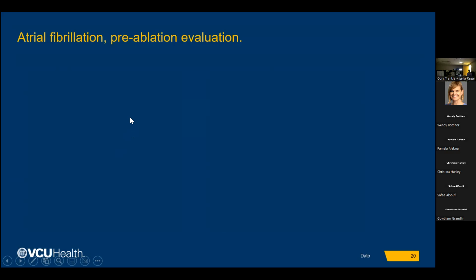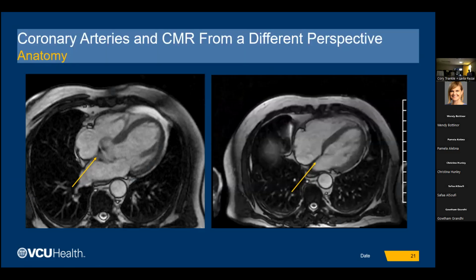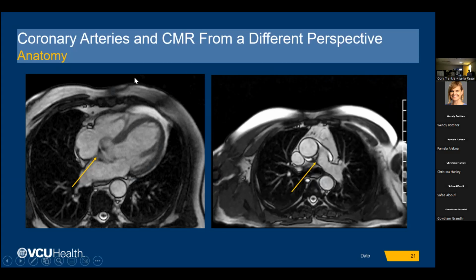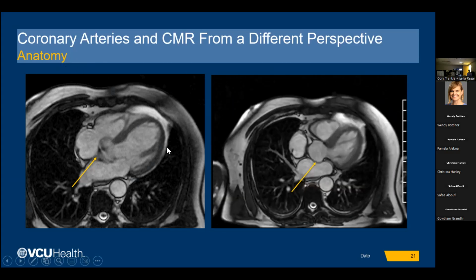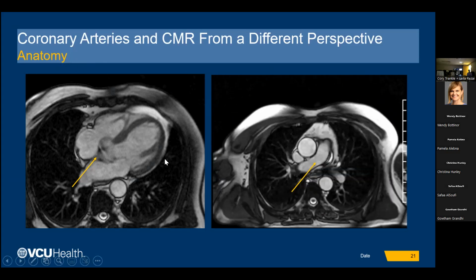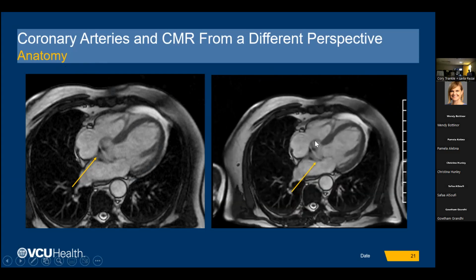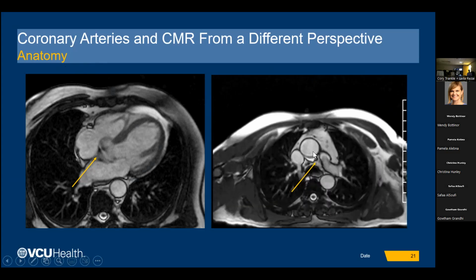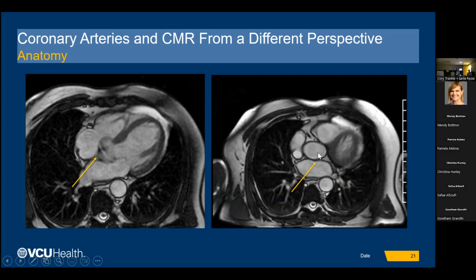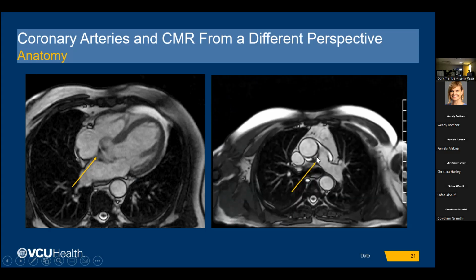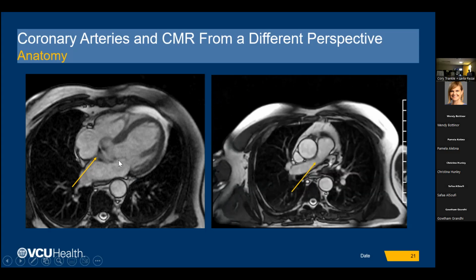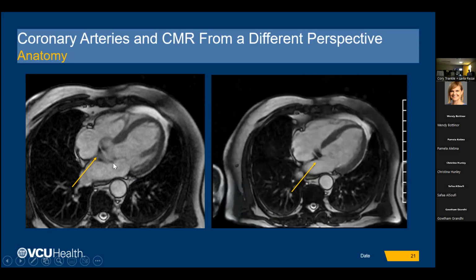All right, this patient was sent for cardiac MRI for atrial fibrillation, pre-ablation, so completely irrelevant to the coronary artery. From the get-go, when we did the axial SSFP, it looks like there is a structure that does not really belong. It has a retroaortic course and looks kind of unusual in its appearance.